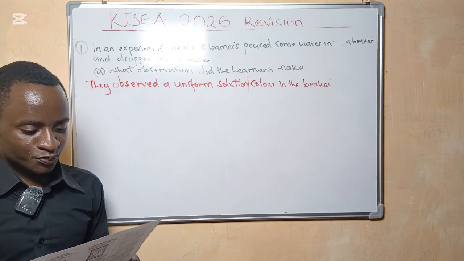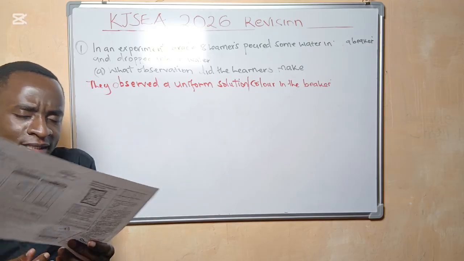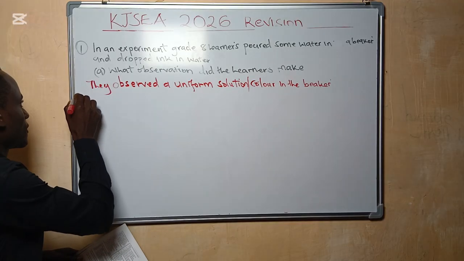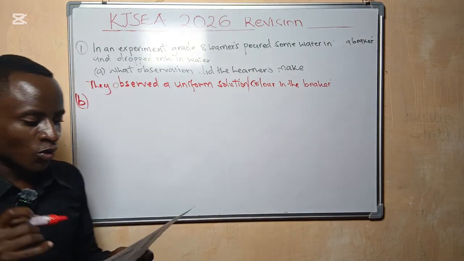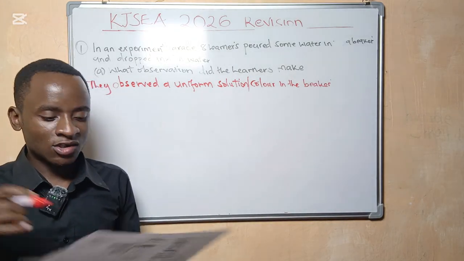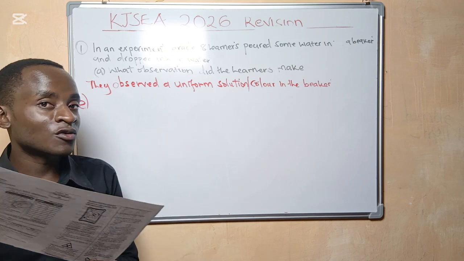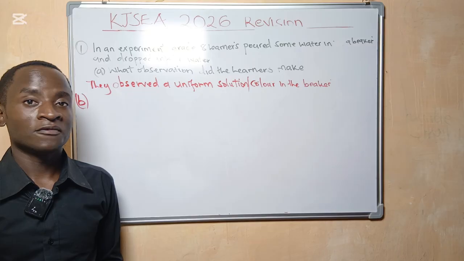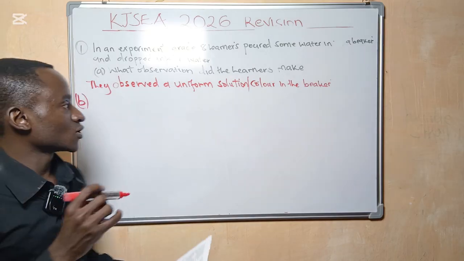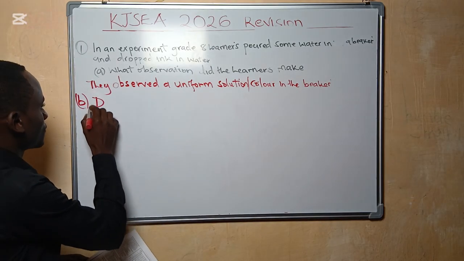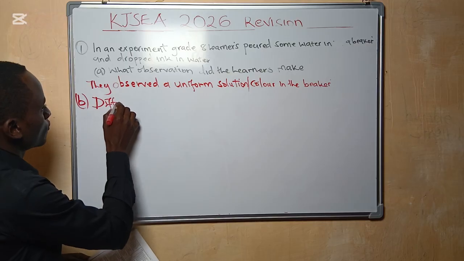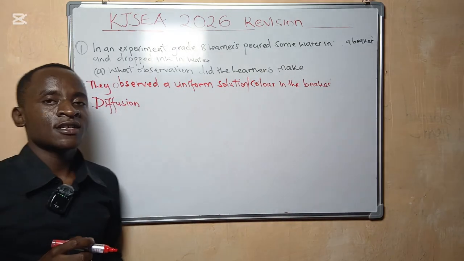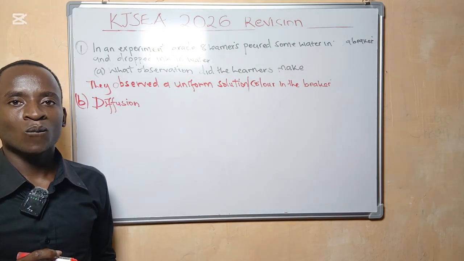Now question B, which process were the learners demonstrating? I want you to engage your mind and try to figure out the process that was being investigated here. Very simple. So these learners were demonstrating diffusion. Right?